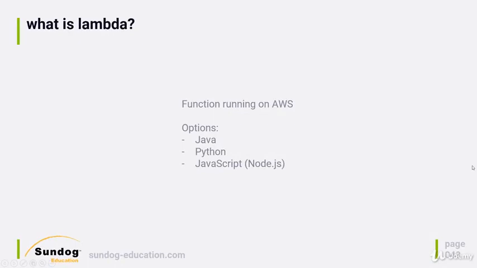What is Lambda? Well, it's a service that allows you to run an arbitrary function on Amazon Web Services. So you can write your own little snippet of code, your own little function in Java or Python or JavaScript running on Node.js. And for this course, since we have to write JavaScript for the website on the client side, to keep it simple, we're going to stick with JavaScript in the Lambda service as well. So it's really a very simple service.